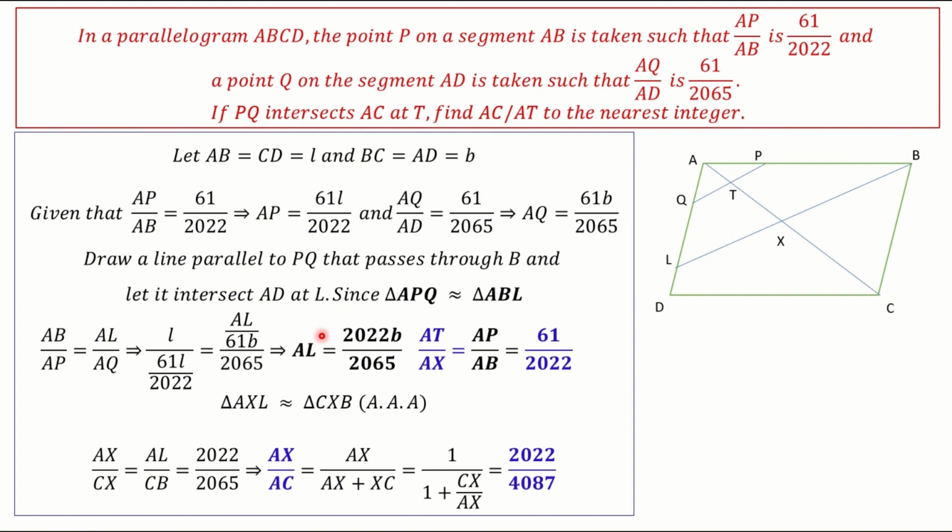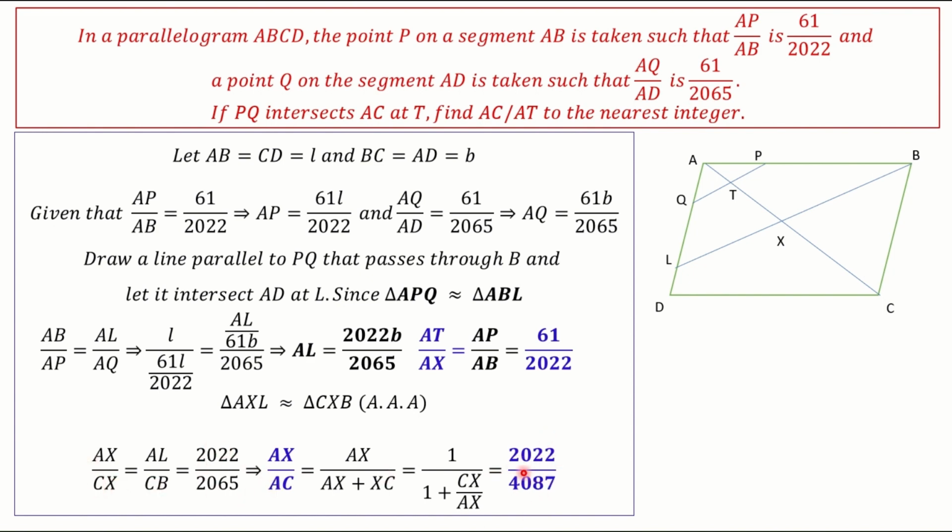AL we know already. Okay. And we know BC, which is B. So from this we know that it is 2022 by 2065. This implies AX by CX is that value. Now AC I am writing as AX plus XC. Okay. AX plus XC, right? AC is AX plus XC. Now I'll just divide numerator and denominator by AX. I will get 1 by 1 plus CX by AX, which is equal to the same value, right? This is AX by CX, right?